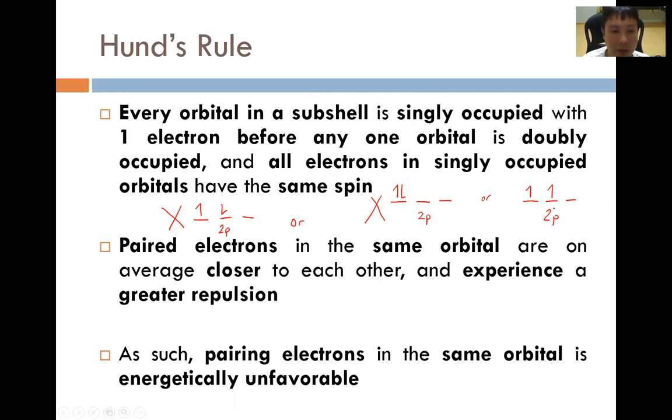The reason for this is that if I were to put the electrons in the same orbital, paired electrons in the same orbital are on average closer to one another. Because both electrons are negatively charged, they will experience a greater repulsion, and that will lead to the destabilization of the atom. So we prefer this way because the energy will be lower as compared to this case, because it will experience greater repulsion. Same for this. This will also experience greater repulsion. As such, pairing electrons in the same orbital is energetically unfavorable.